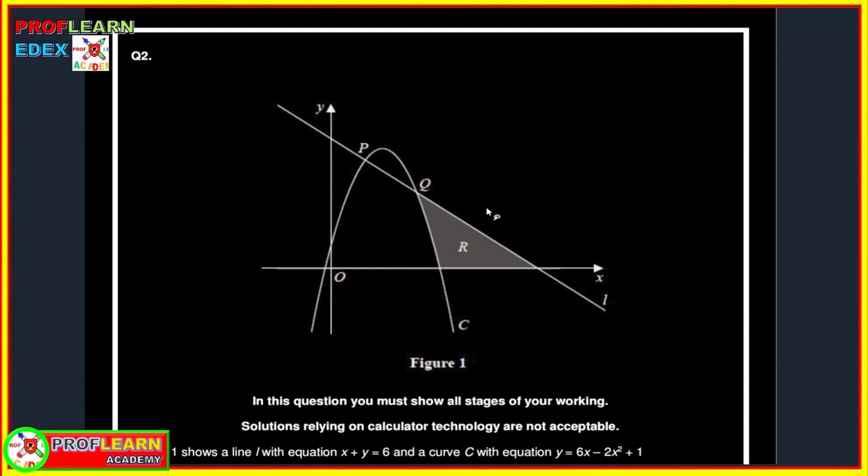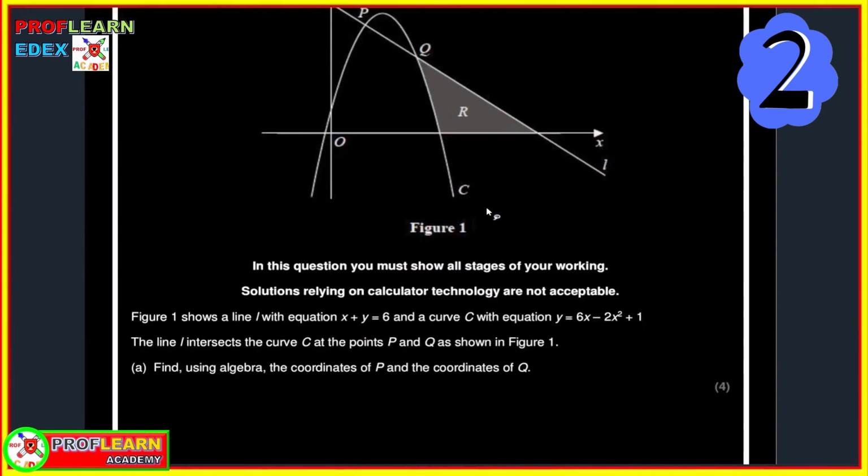Question number 2 is also a question on inequalities, and we are told that figure 1 shows line L with equation x plus y equals 6, and a curve C with equation y equals 6x minus 2x squared plus 1. The line L intersects the curve C at the points P and Q. We're supposed to use algebra to find the coordinates of P.